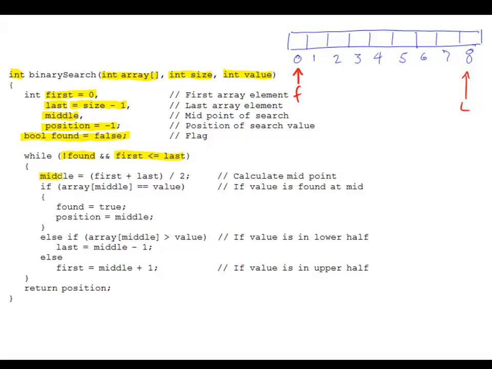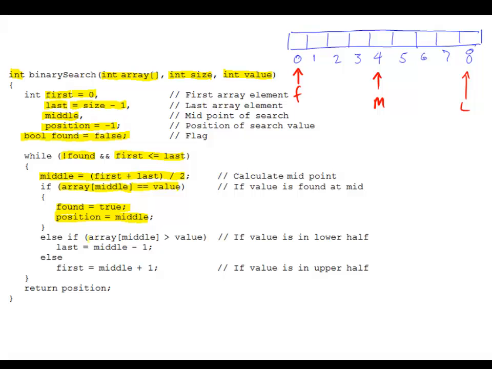Inside the loop, the first thing that we do is calculate the midpoint of the array, and we use the math formula that we talked about earlier to do that. So the middle variable then marks the midpoint of the array. Then we examine the value at the midpoint of the array. If array[middle] is equal to the value that we are looking for, then we've found the value. If that's the case, then we set the found variable to true, and we save the position of the value in the position variable.